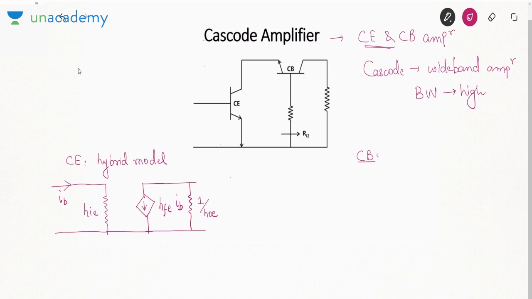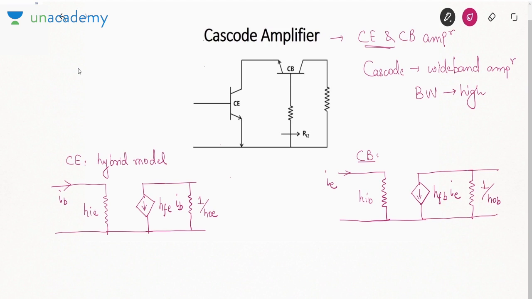Now what about common base? If we draw the common base hybrid model, in common base this resistance will be HIB, then HFB into IE, this is IE, okay, and then in parallel with 1 over HOB. Okay, I told you the H model remains the same, just the name of the parameters always changes. So this current here is collector current IC, this here is collector current IC. Now if I talk about the parameters of each stage, okay, so first of all tell me about current gain.